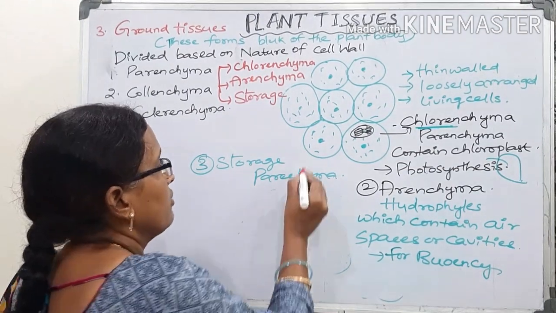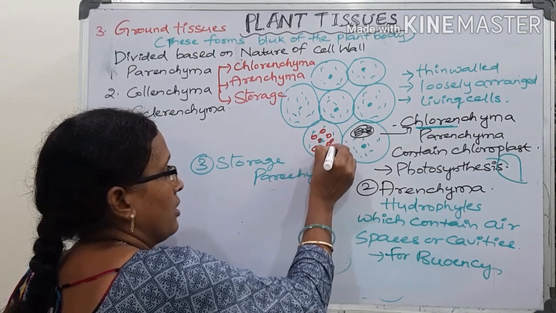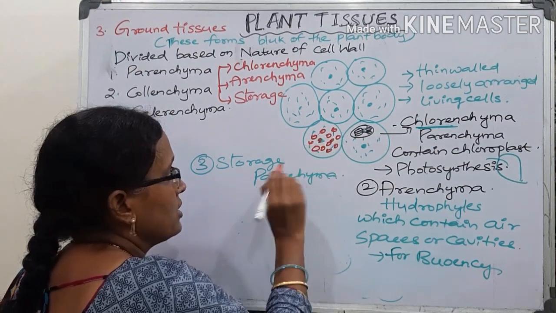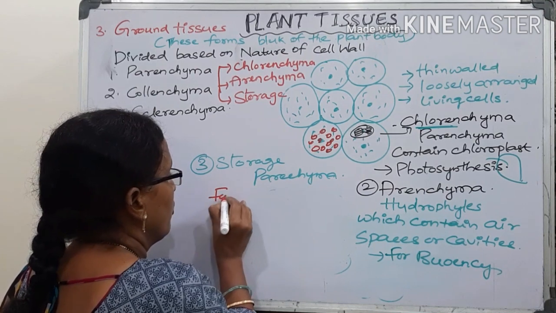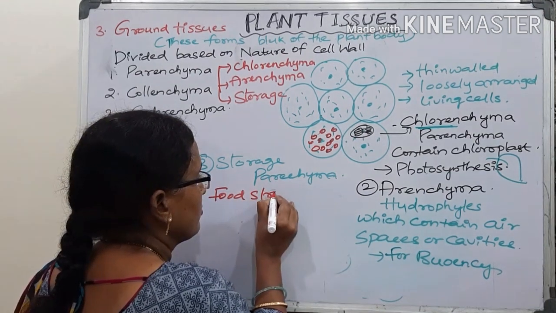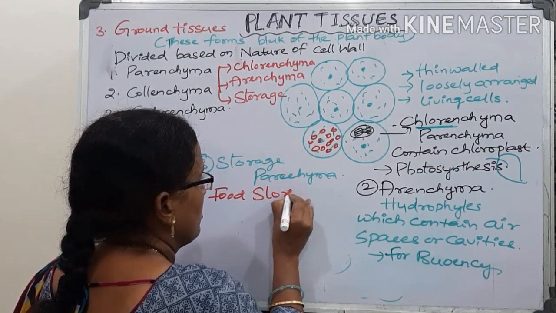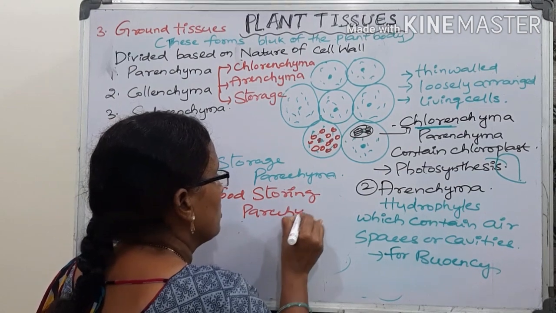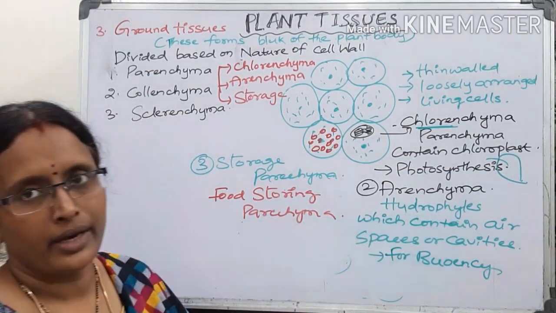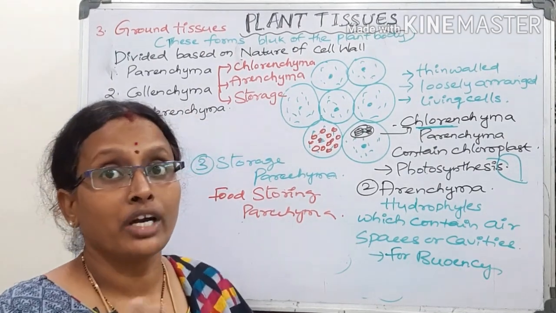If in this they have accumulated any glycerol, like this, food materials are accumulated, that is called storage parenchyma. Food storing parenchyma is called storage parenchyma. Parenchyma is divided on the basis of their function.